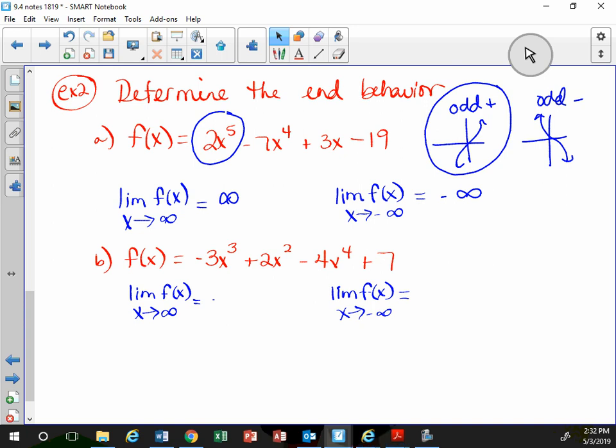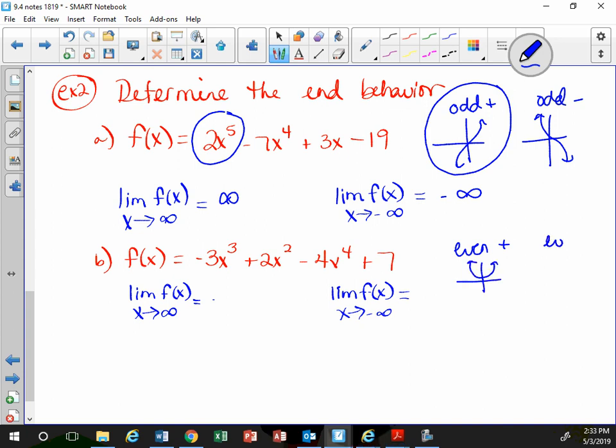Oh, why did you do that? I'm sorry. How did you get that? And then if it's even and positive, it's like this, and odd and positive, or even and negative, it's like this. Okay. So I'll draw it for you. Even and positive, we just think parabola. Even and negative, we think upside down parabola.